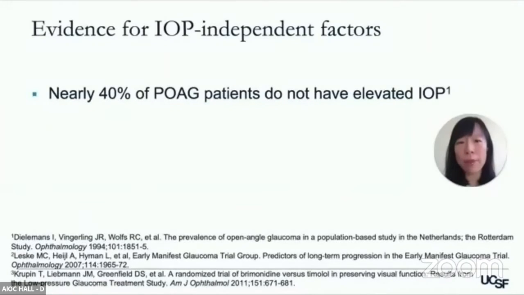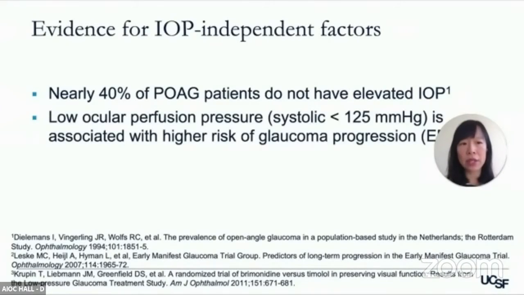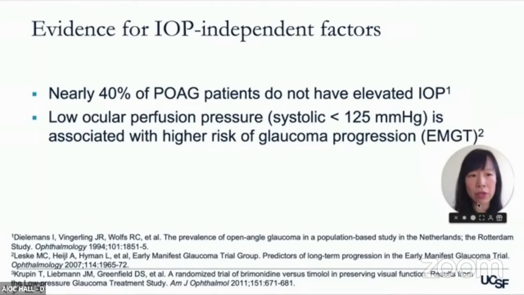So the evidence for eye pressure independent factors includes the fact that nearly 40% of open-angle glaucoma patients do not have elevated IOP, suggesting that IOP independent risk factors are playing a major role. We also know that low ocular perfusion pressure, both diastolic and systolic, but here I'm highlighting evidence from the early manifest glaucoma trial showing that low systolic ocular perfusion pressure is associated with higher risk of glaucoma progression.